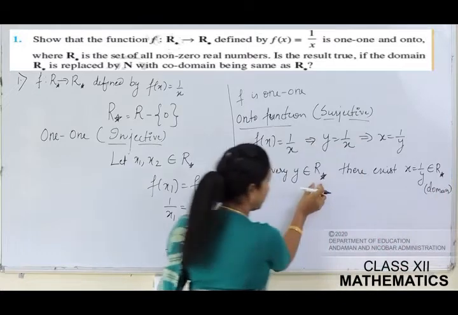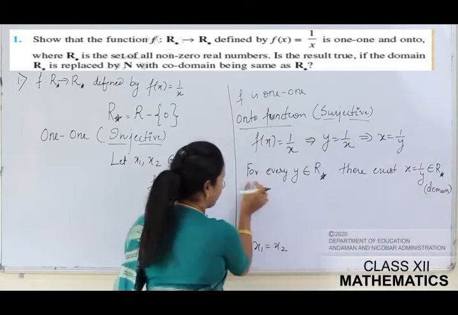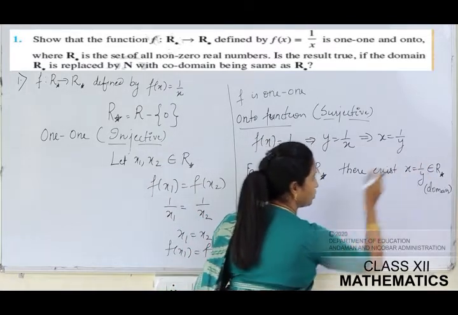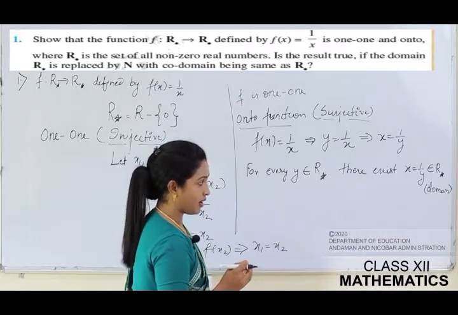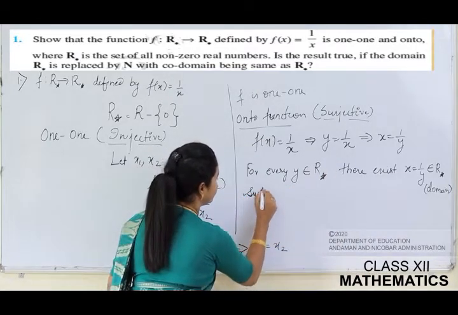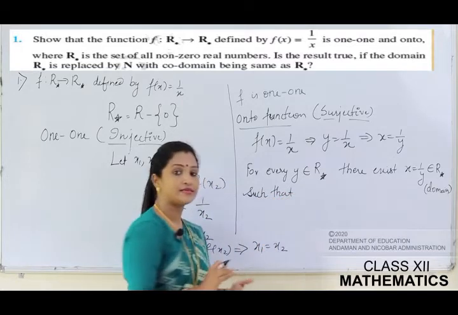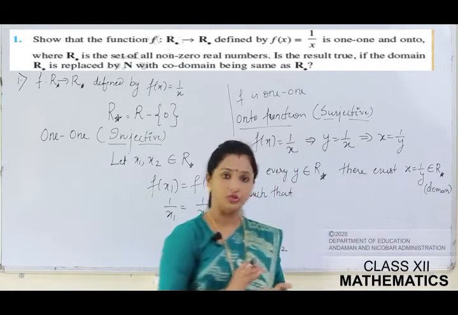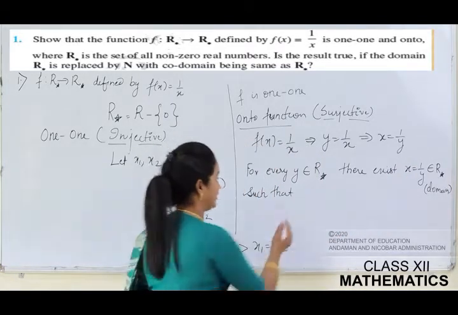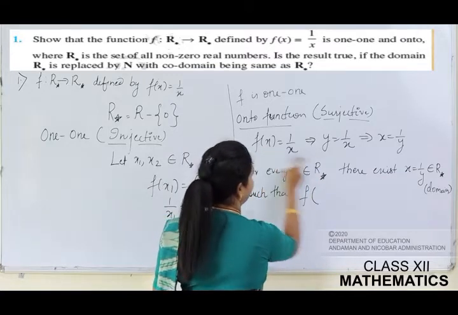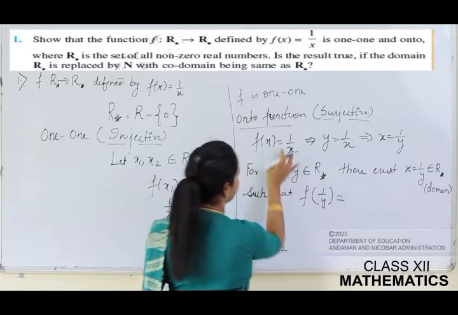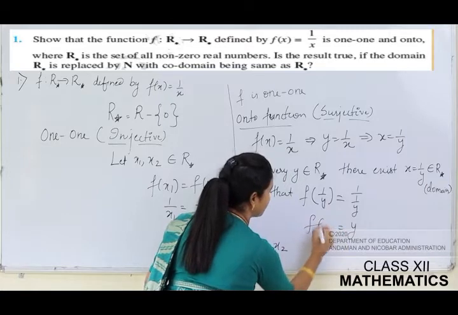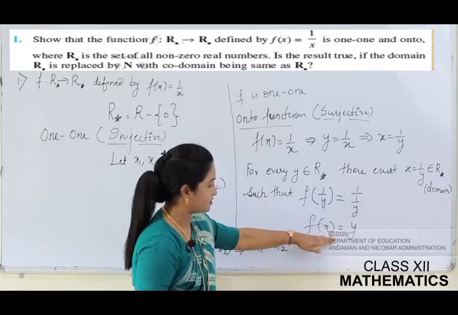Okay, I am talking about the codomain here, and this I am talking about the domain. For every y belongs to R star, there exists x is equal to 1 by y which belongs to R star, that is domain, such that we have to prove f(x) is equal to y. When you put the value of x as 1 by y, you should get f(x) is equal to y. Let's see, in place of x we write 1 by y in f(x) equals 1 by x. So 1 by x becomes y, and this becomes f(x). That means you finally got f(x) is equal to y.